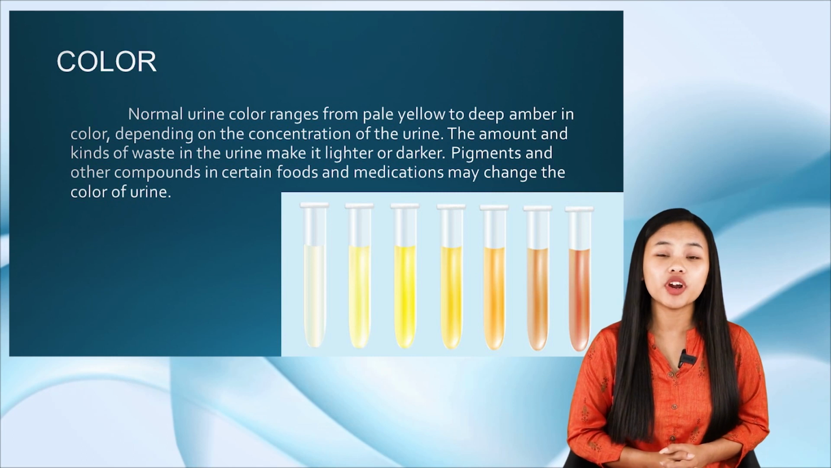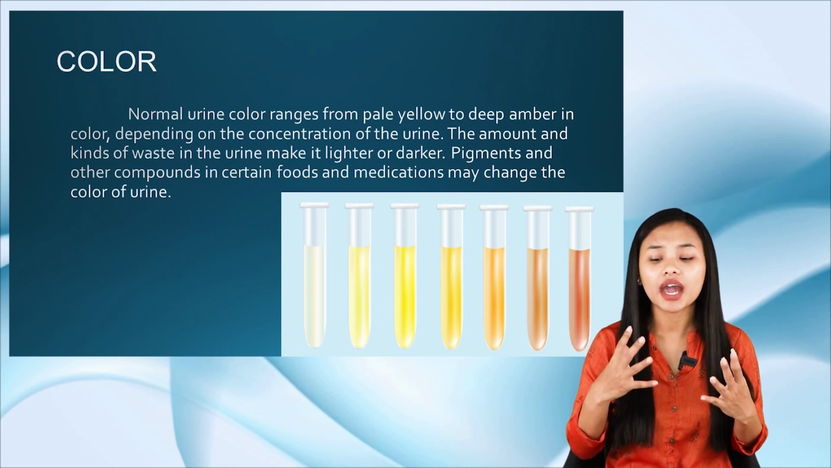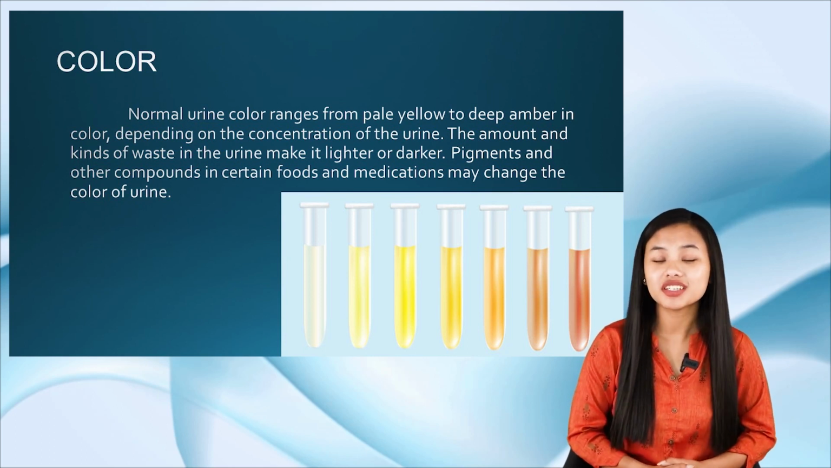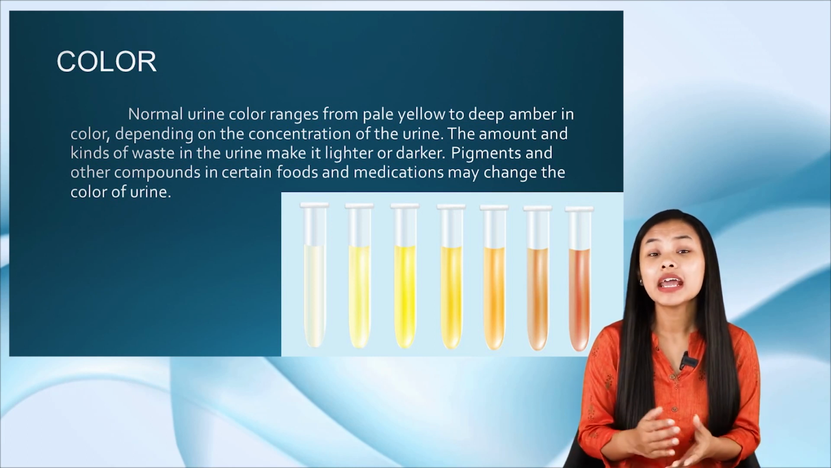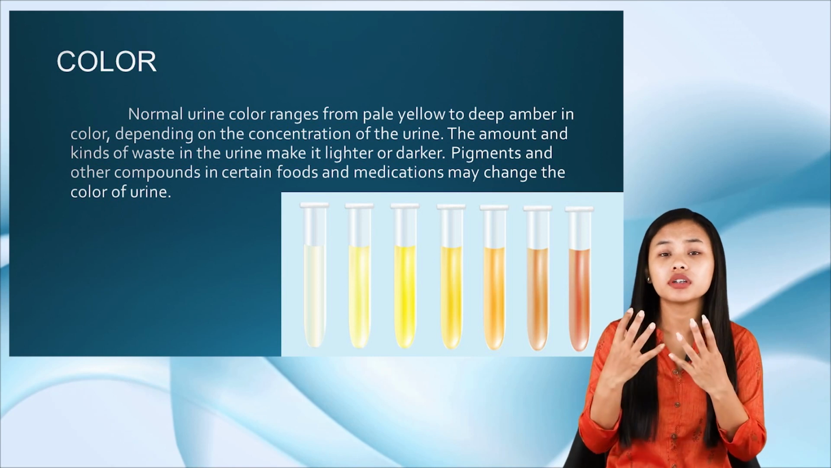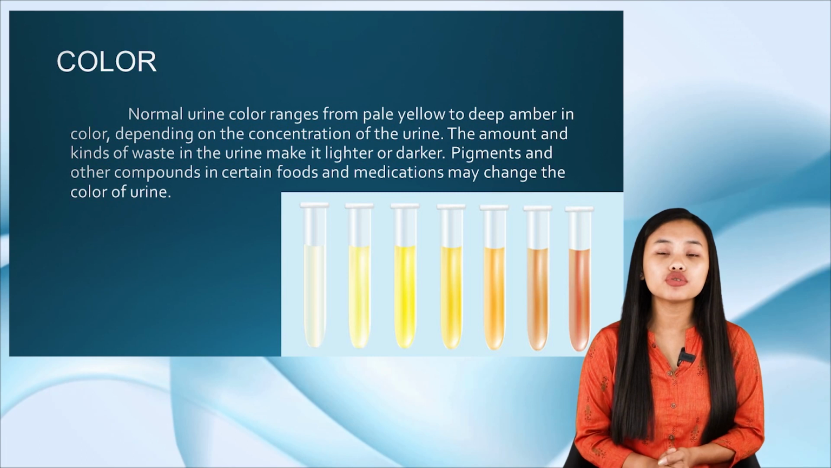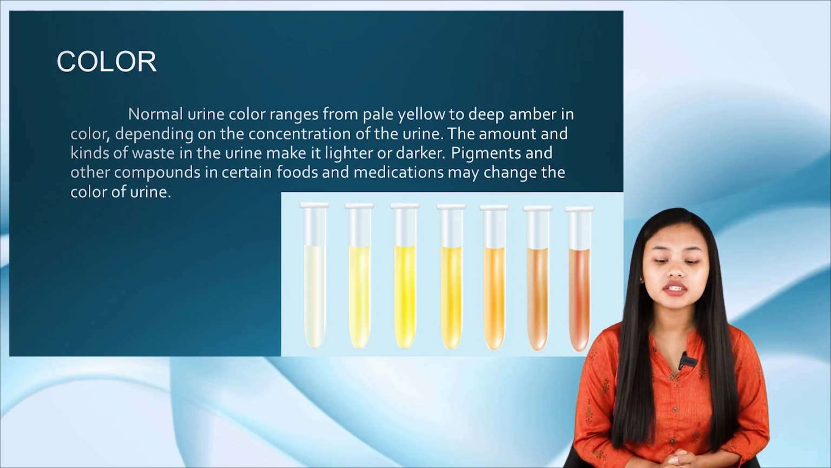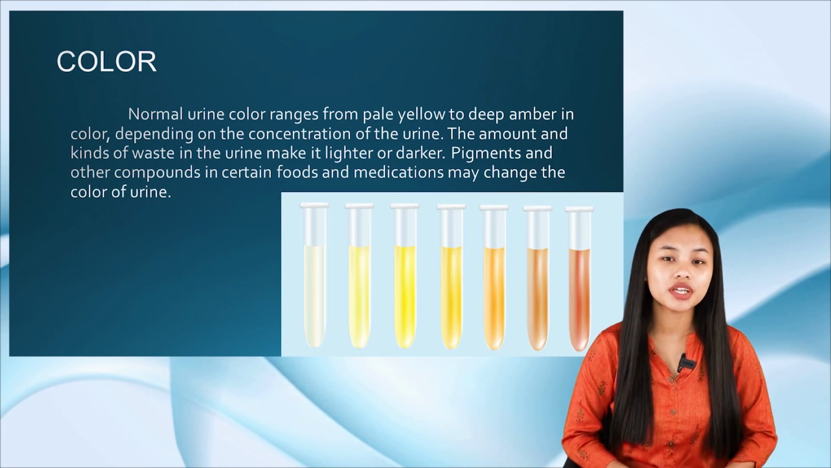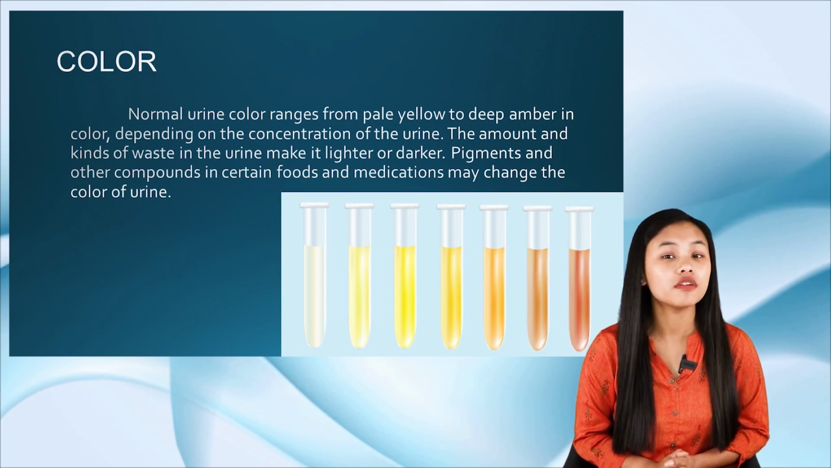Not only that, but the presence of pigments and other compounds in certain foods and medications can also change the color of the urine. If there is blood in the urine, then you will find that the color of urine, instead of being pale yellow or deep amber, can also be red. And also during a flare-up of chronic nephritis, the small number of red blood cells present in the urine can give a smoky appearance to the urine.